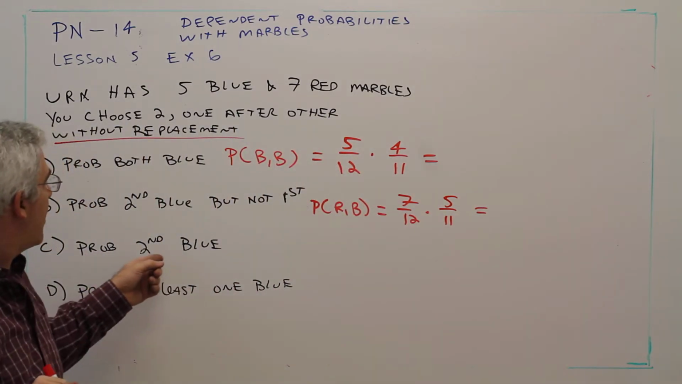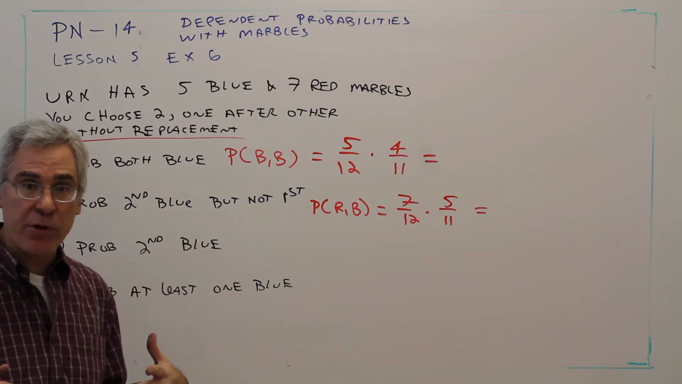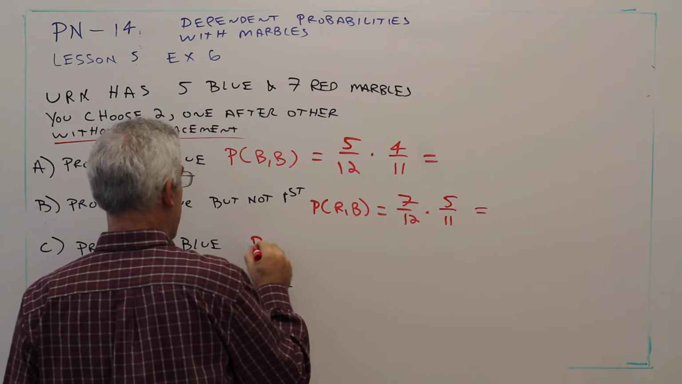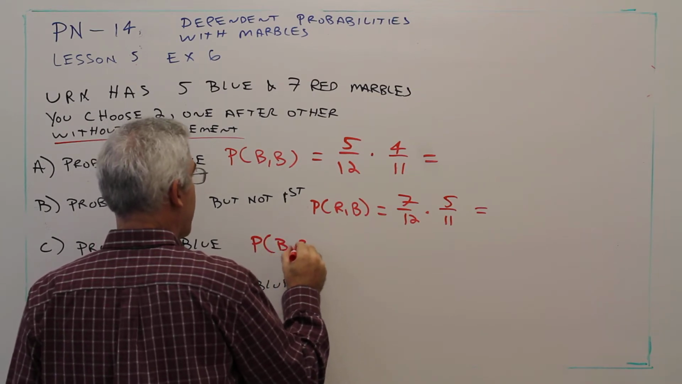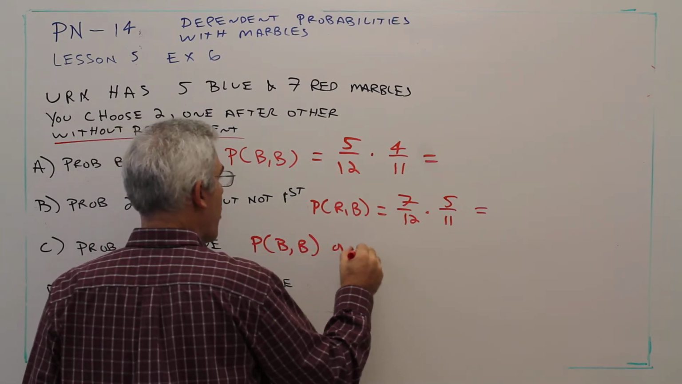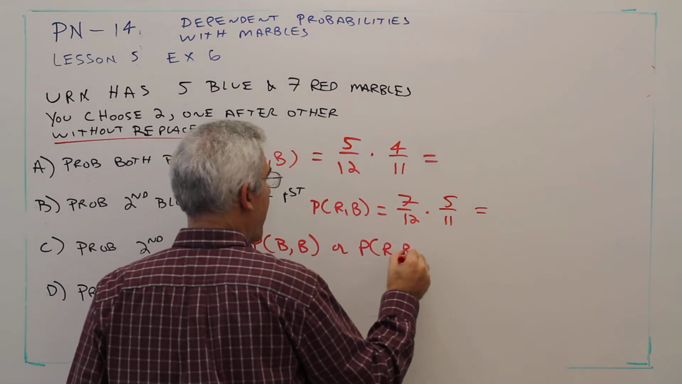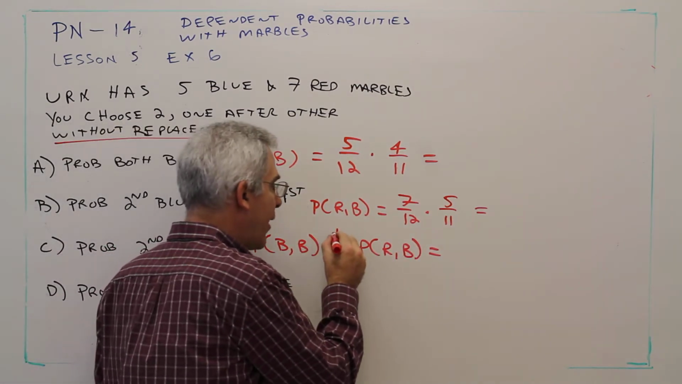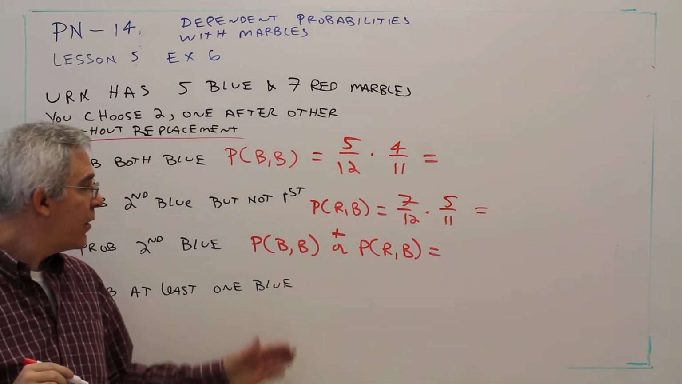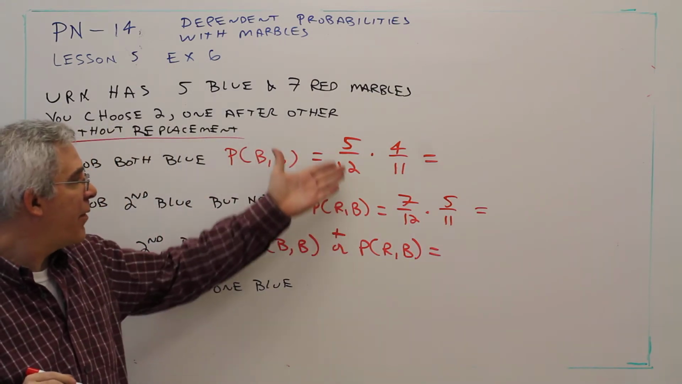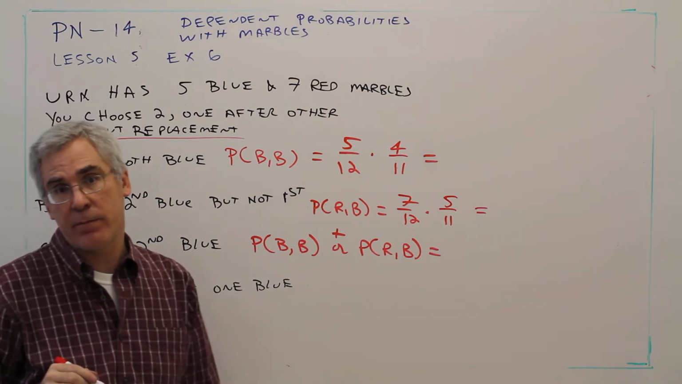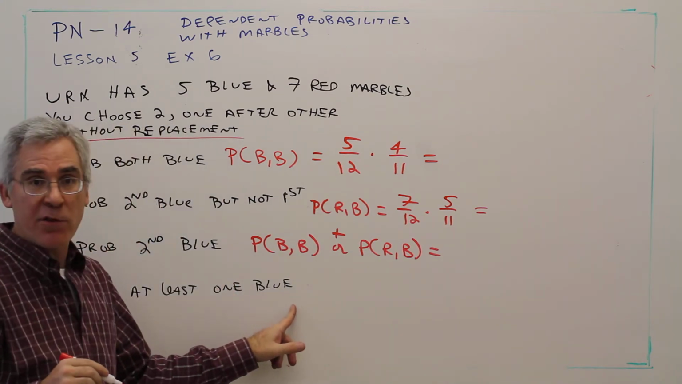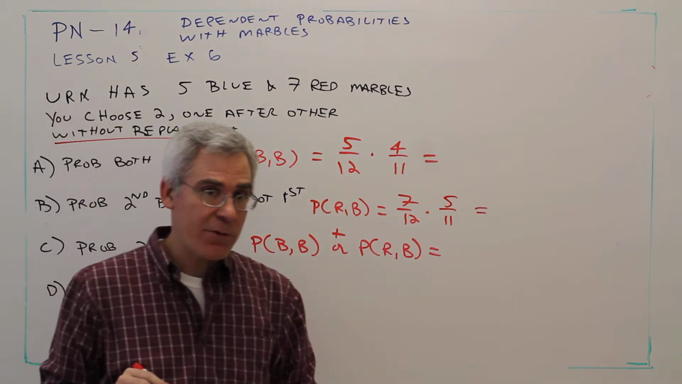Part C, the probability the second marble is blue, without regards to the first. Well, the first marble could be blue, or the first marble could be red. So when I see or, all I do is I add. So for part C, I'll just sum my 2 previous results. Part D, probability at least one is blue. I'll show you 2 ways of doing this.